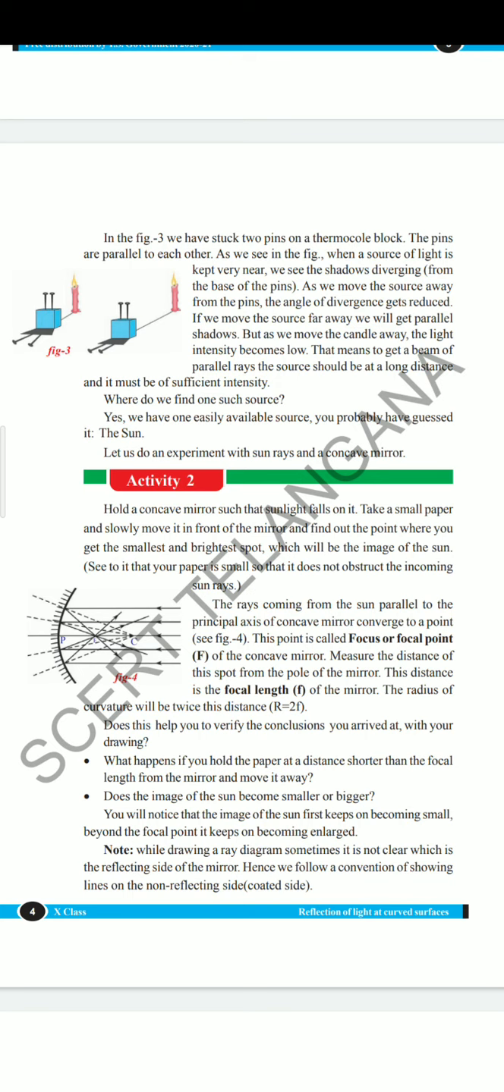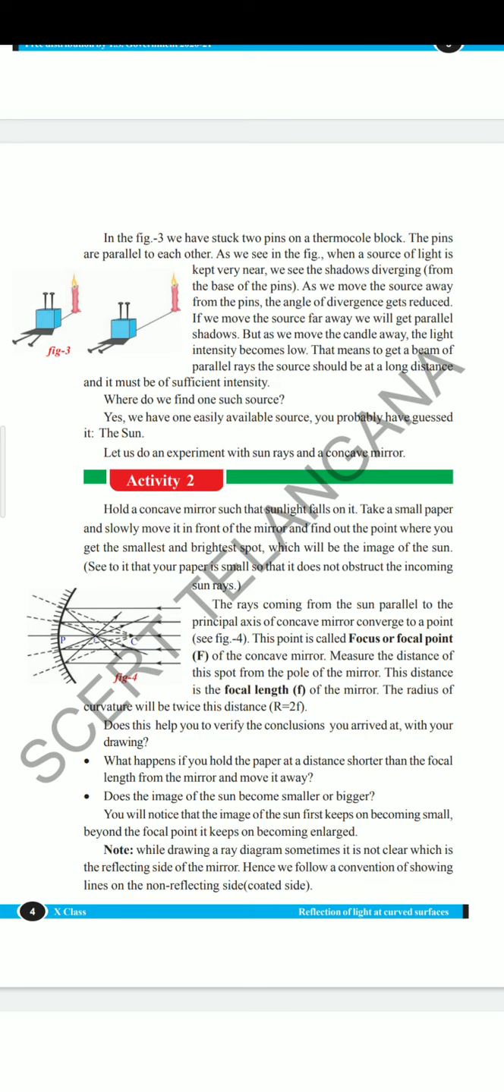The rays coming from the sun parallel to the principal axis of the concave mirror converge to a point, see figure 4. This point is called the focus or focal point of the concave mirror. Measure the distance of this spot from the pole of the mirror. The distance is called the focal length of the mirror. The radius of curvature will be twice this distance. R is equal to 2f. Does this help you to verify the conclusions you arrived at with your drawing?